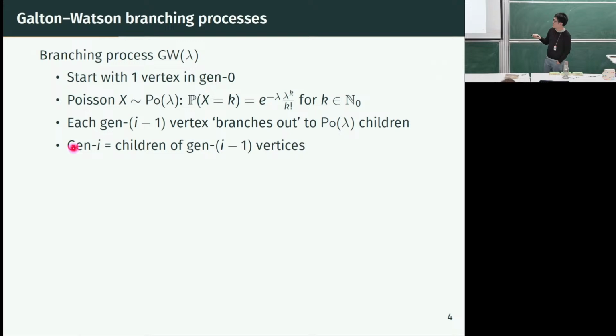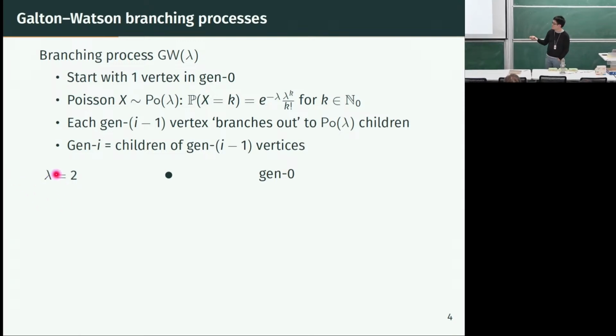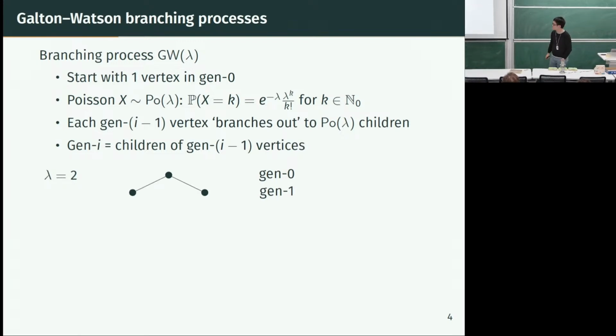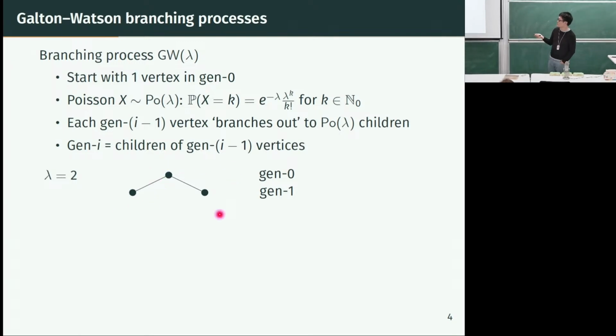And then the next generation is simply the children of the current generation. To give you an illustrative example, in case this bunch of words was a bit too opaque, let's suppose I have lambda equals 2, meaning my Poisson distribution expects to have 2 children on average. I will start with one vertex in generation 0. Now what I need to do is generate the children. So this will have Poisson(2) children. Maybe I will run some simulation and find that this gets 2 children. And since this is the only vertex in generation 0, these form generation 1.